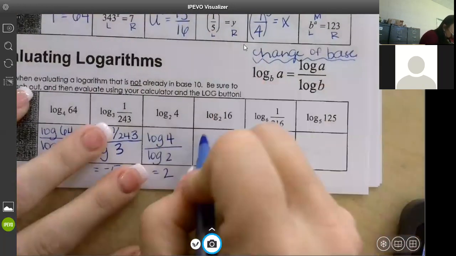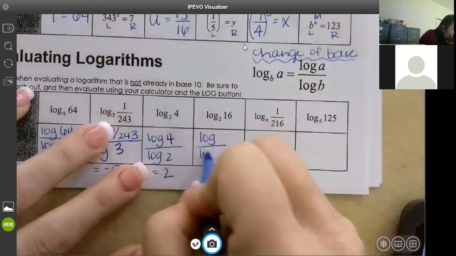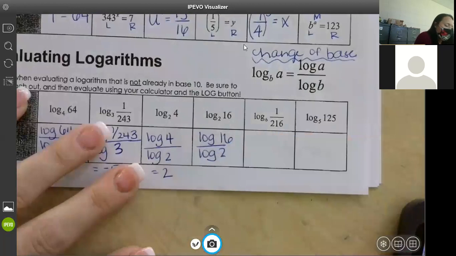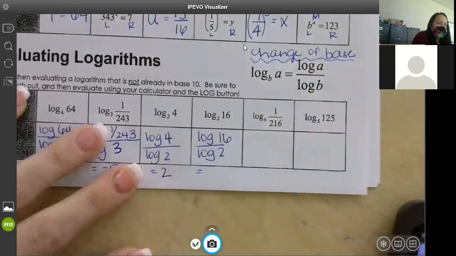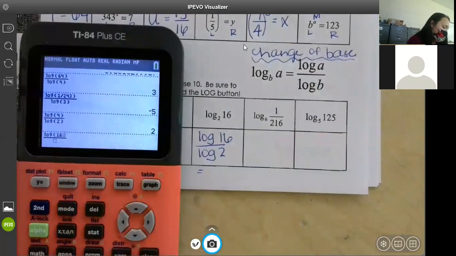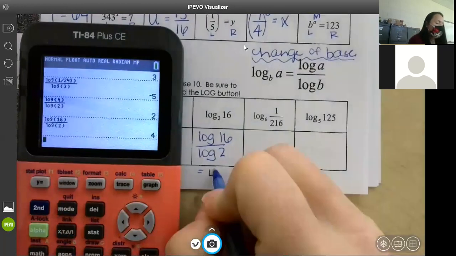The next one, the 2 goes on the bottom, the 16 goes on the top. We're going to do log 16 over log 2, gives us 4.